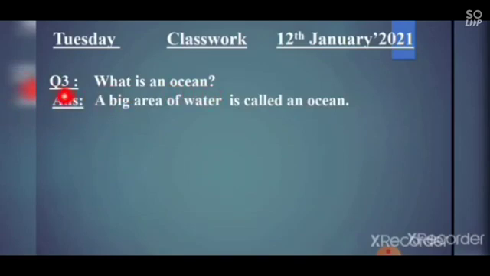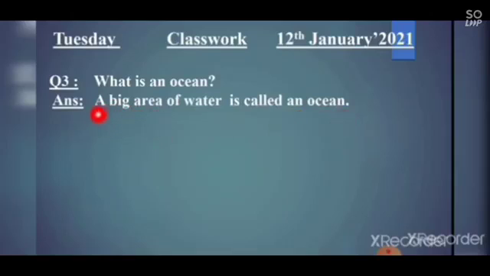First write down this question. WHAT, what? Then again give some space, then write is, again give some space, then write AN, and then write OCEAN, ocean, then put question mark. Then come to our next line, write here answer, then write: A big area of water is called an ocean.